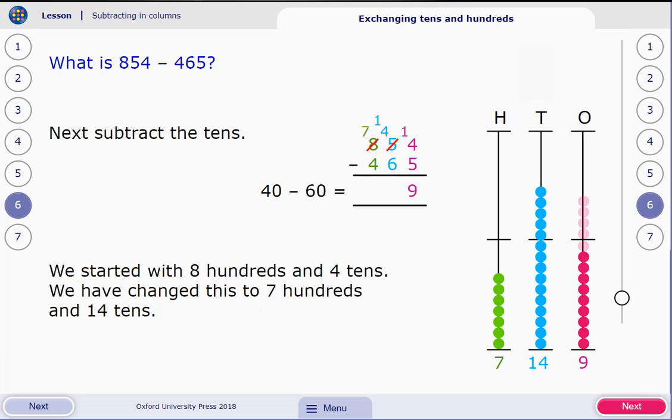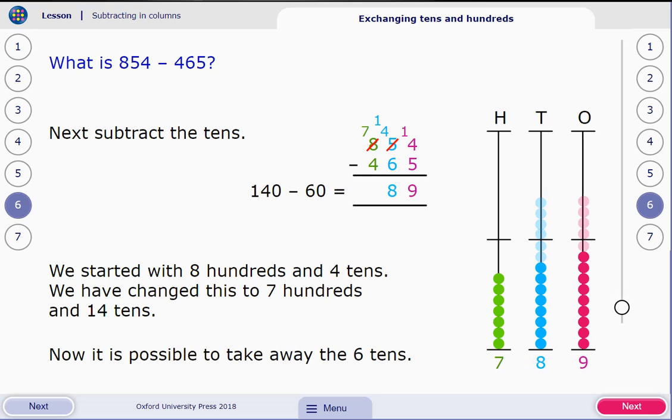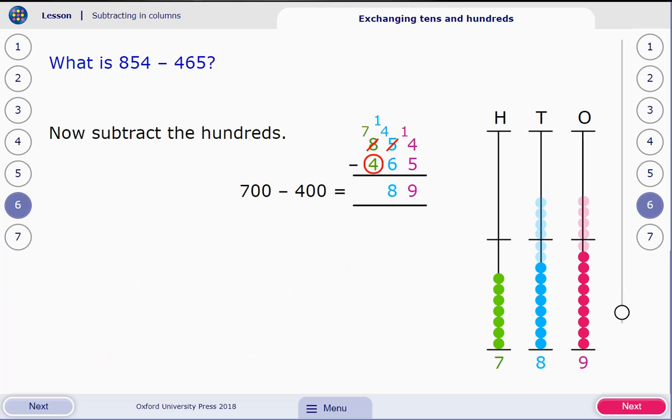And this is how we show it. We have to show the 10 tens next to the 4 tens. And we've got 14 take away 6. And 700 take away 400.